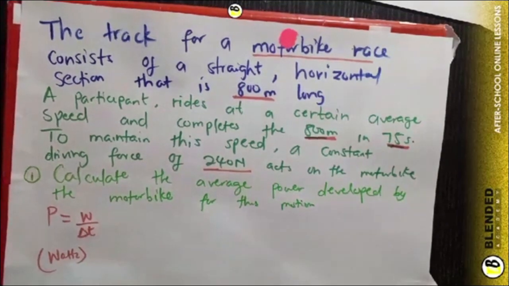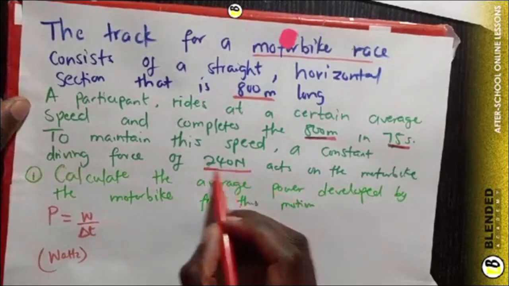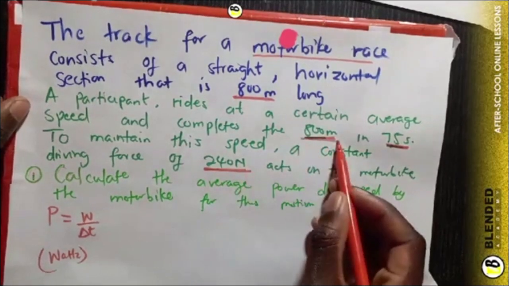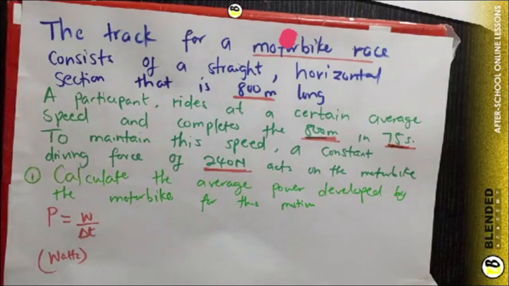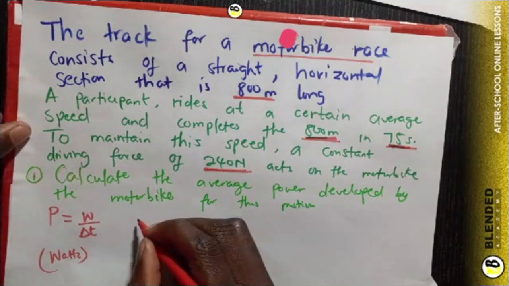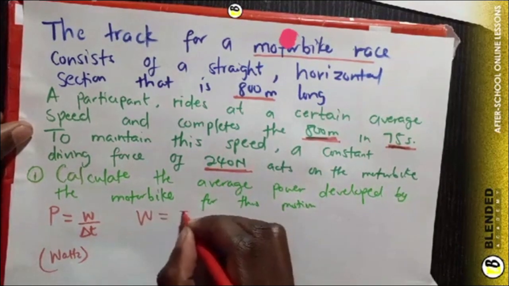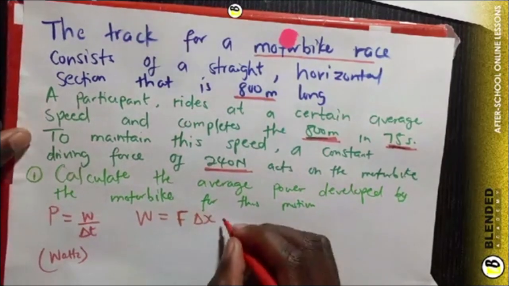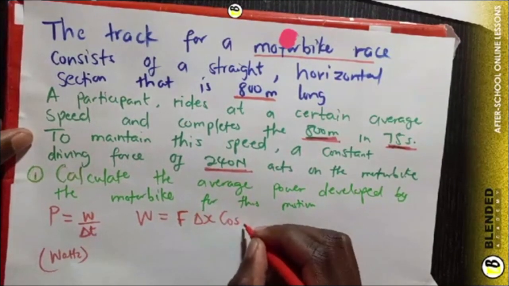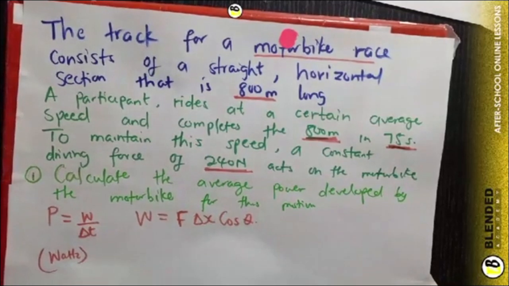All right. So in this case, we're given the force, we're given the distance, we're given the time. Okay. So now we can just solve it systematically. You can start with the work and then use the work to find the power. All right. So now remember, work is equal to the force multiplied by the displacement cos theta, which is the angle between your force and displacement. All right.